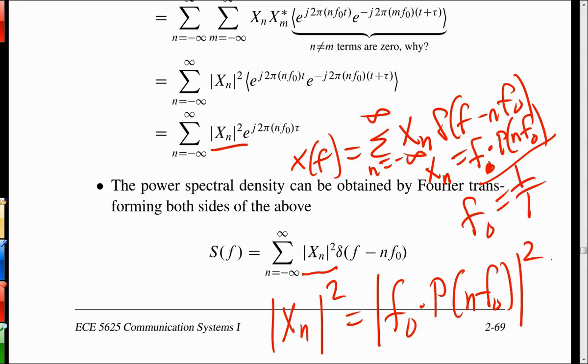Exactly. So this whole derivation, for just this page, is just another way to get into the power spectrum? Yeah. Okay, so it's just a different derivation, if it's a periodic signal.